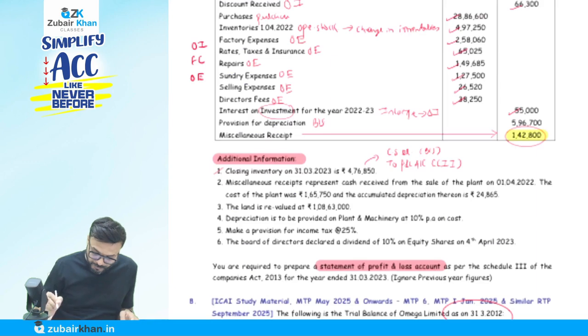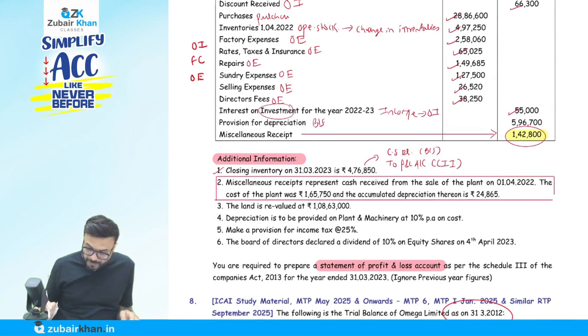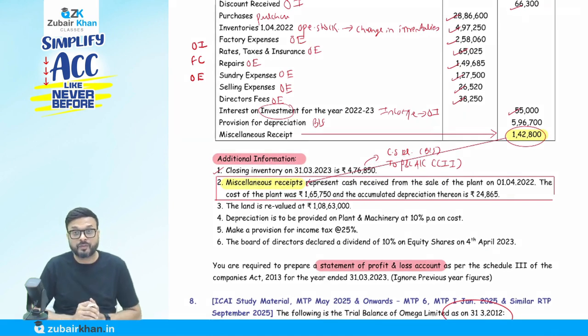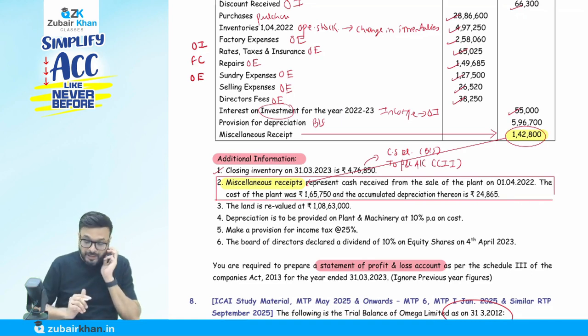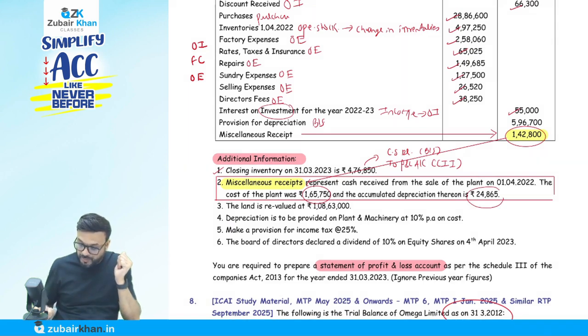Okay. Then here, this is the same adjustment. If you want, I can write it down for you as well, like I have done in the previous question. They say miscellaneous receipt represents the cash received from the sale of the plant on 1st of April 22. It means at the start of the year they sold some part of the plant, and the cost of the plant was rupees 165,750. And the accumulated depreciation, meaning the provision for depreciation on that asset, is rupees 24,865.